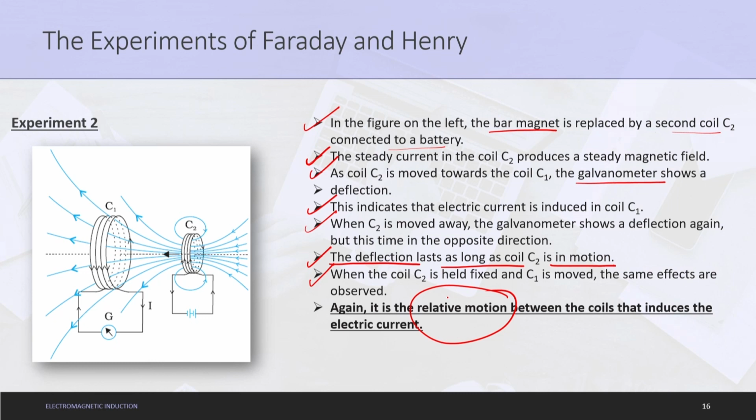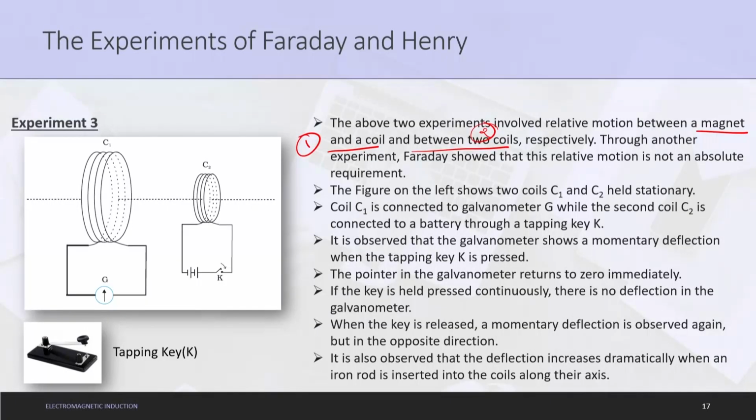So what did Faraday tell us in experiment number 3? That everything told before is okay, but for induction of current it is not an absolute requirement that relative motion be present. To explain this concept more, he performed experiment number 3. The figure on the left shows two coils C1 and C2 held stationary. Please make sure that these are stationary. Nothing is moving in experiment number 3.